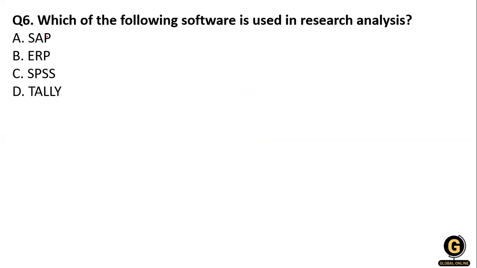Now the next question: which of the following software is used in research analysis? Option A is SAP, option B is ERP, option C is SPSS, or Tally. The right answer is SPSS. What is the full form of that? The full form is Statistical Package for the Social Sciences, a statistics software package. Just remember that. Okay, sure.